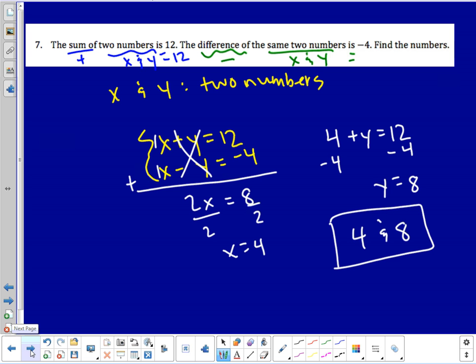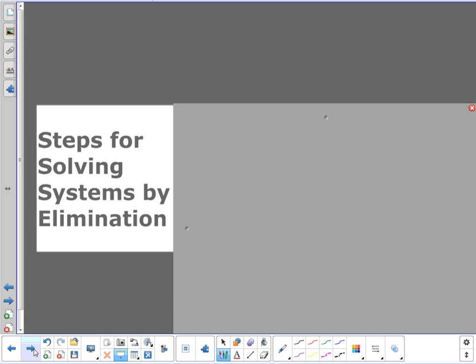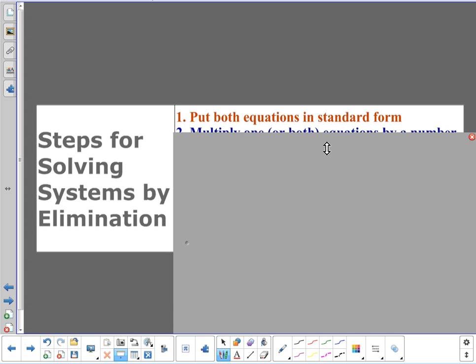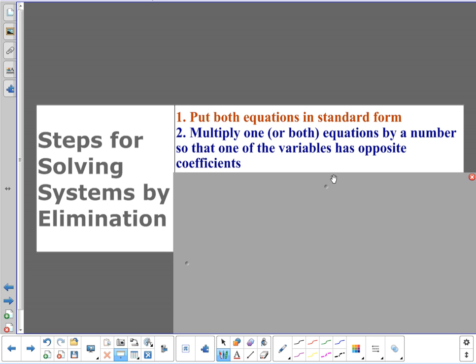All right, now this was all fine and dandy when we had coefficients that were the same number. As long as we made one of them positive and one of them negative, then we were good. But what happens when we have coefficients that aren't the same number? Sometimes we need to do a little bit of manipulation. So the first thing that we need to make sure of is that both equations are in standard form. And then the second thing we need to make sure of is that we multiply one, or sometimes we need to multiply both, so that one variable has opposite coefficients. That's what we need, opposite coefficients.